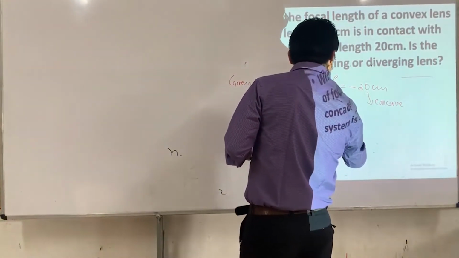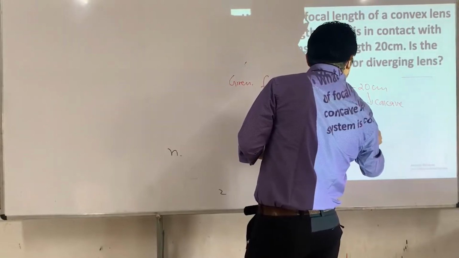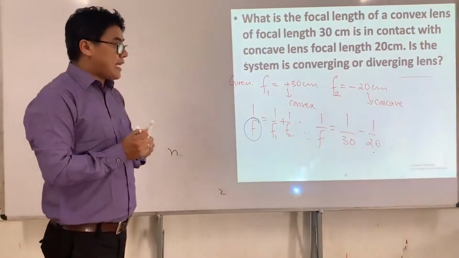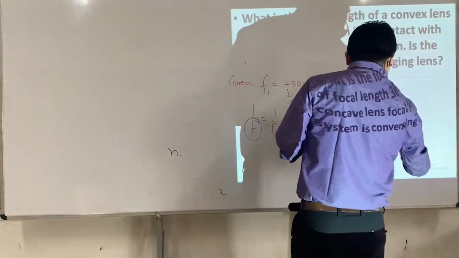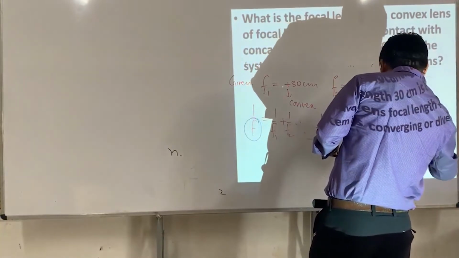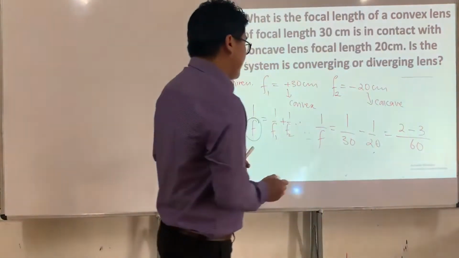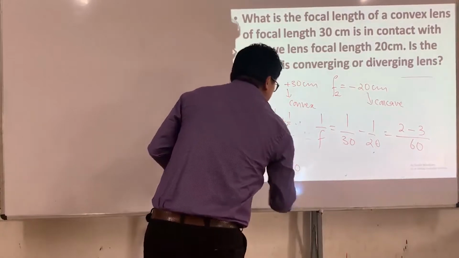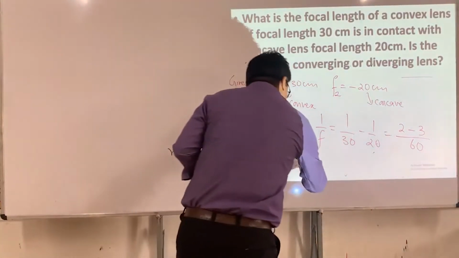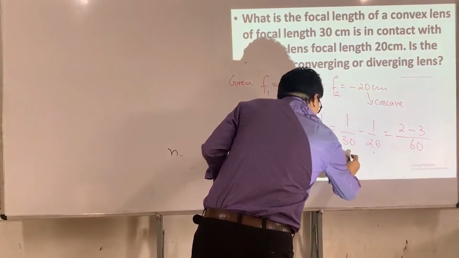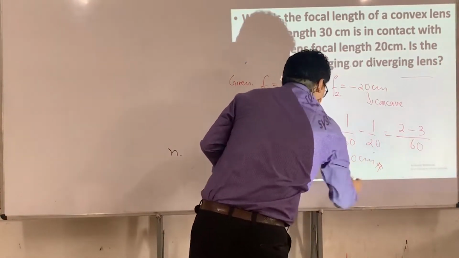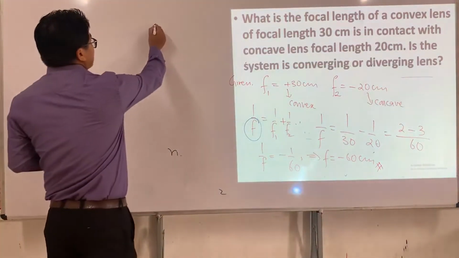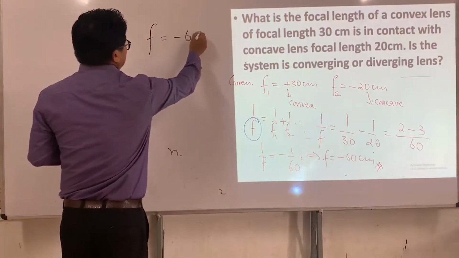1 by f is equal to 1 by 30 minus 1 by 20. What is the LCM? This is going to be 60. So 2 minus 3 divided by 60. Therefore 1 by f is equal to minus 1 by 60, which implies that f is equal to minus 60 centimeter. So the combined focal length is equal to minus 60 centimeter.